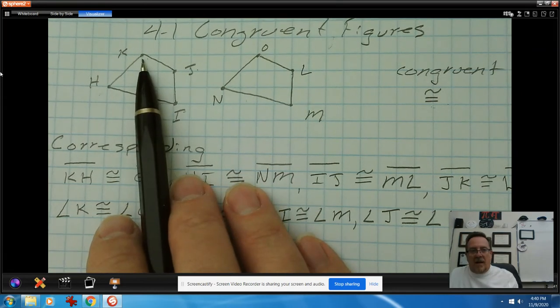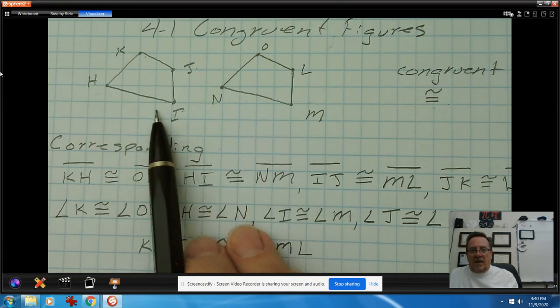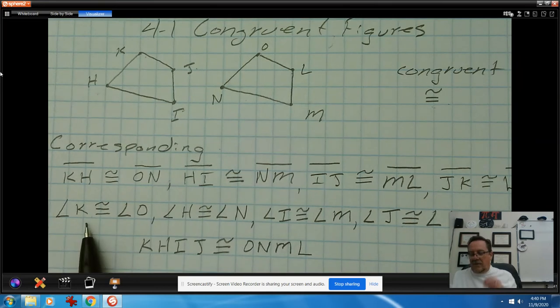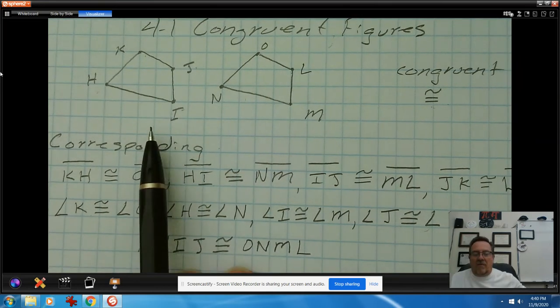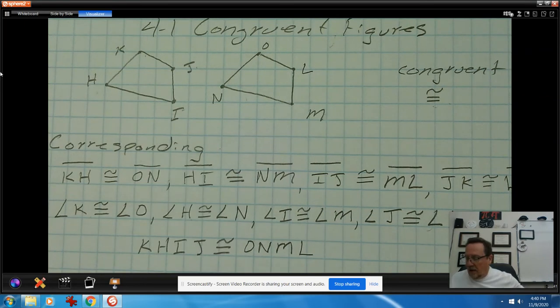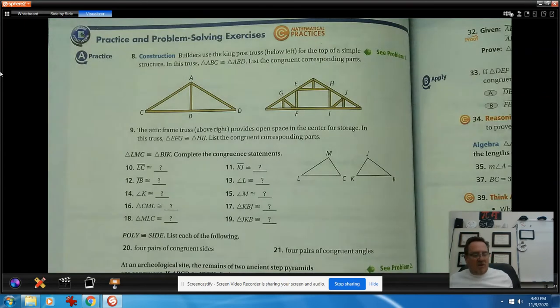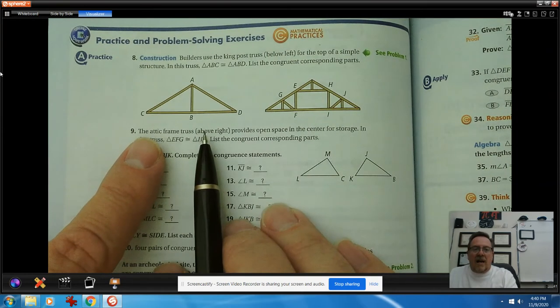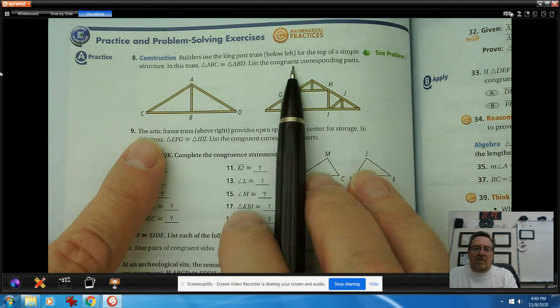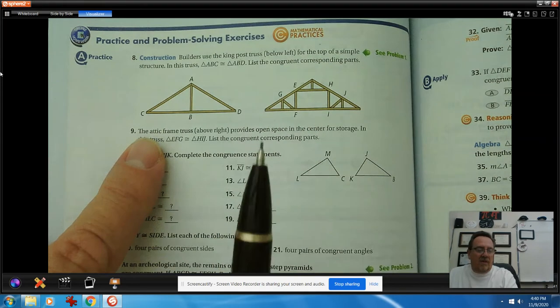K is a vertex, H is a vertex, I is a vertex. So we're going to have to match up the angles here and have four statements there if you have four vertices. Okay, so you can sharpen your pencils and get ready to write that. For each one of these, it says go ahead and write a list of the corresponding parts, just like we did here.